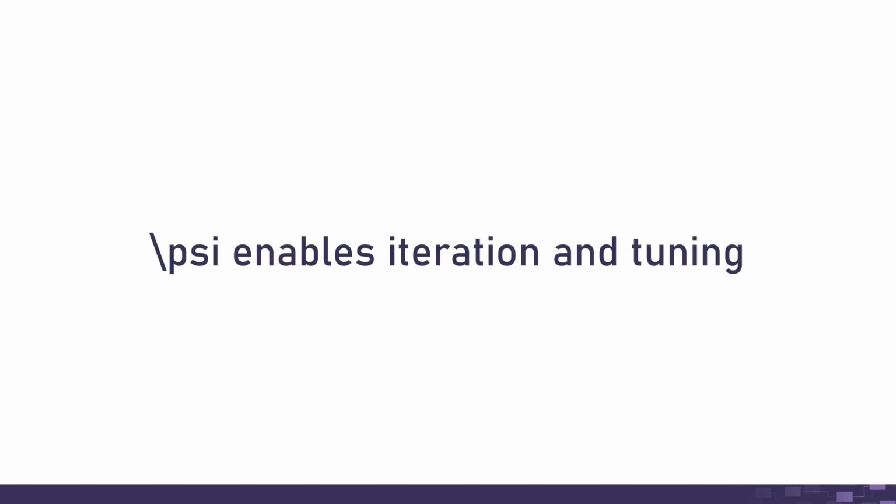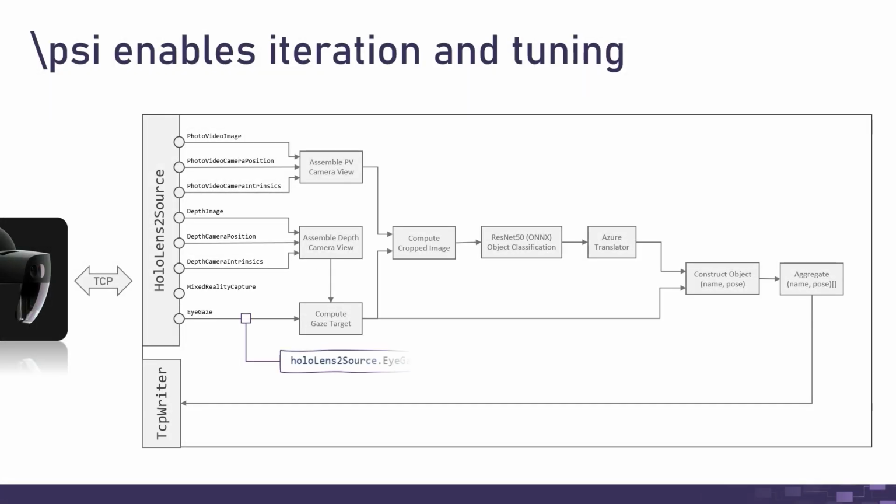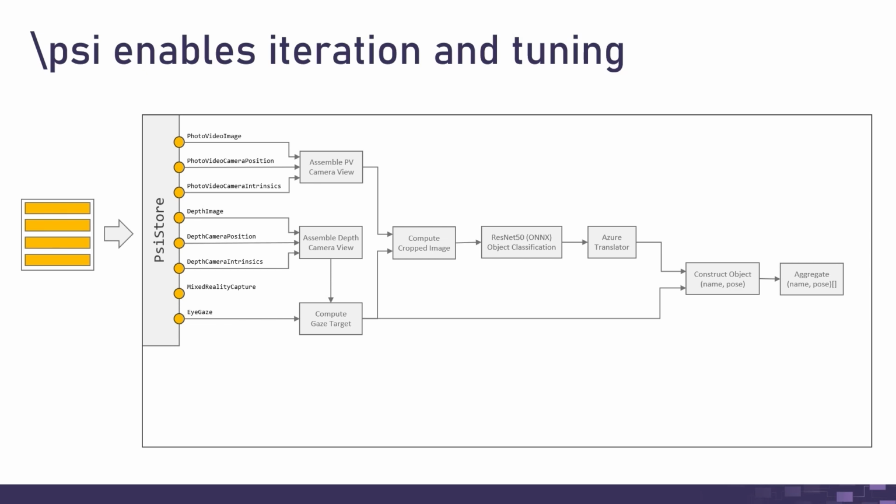The second point I wanted to highlight is that the framework also enables quick iteration and tuning. Once you get the data over to the Sai application, you can easily persist streams to a store by simply invoking this write operator, like in this example here. And then you can use the data collected to replay to iteratively develop and tune the various components and the pipeline for your application. So basically, instead of using the HoloLens and debugging live, you can rerun based on persisted streams from a store as if you were connected to the device.